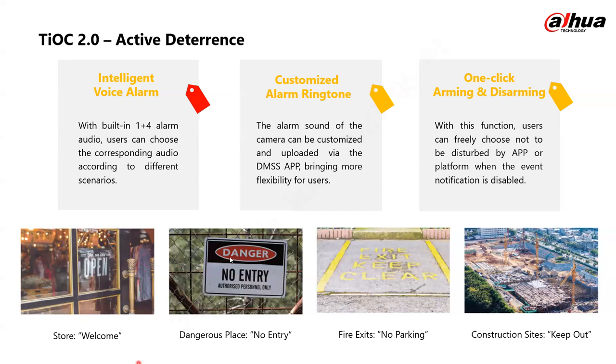In other dangerous places, again, you can set different custom voice prompts, for example, no entry at fire exits. Through the smart motion detection, it detects that this is a human and this is a vehicle. In the event a vehicle is parked at the fire exit, based on those customized voice prompts, you can notify the individuals that that is not a parking area. We also have construction sites. To avoid hazards, you can use the voice prompts to notify the individual to keep out of those scenes.